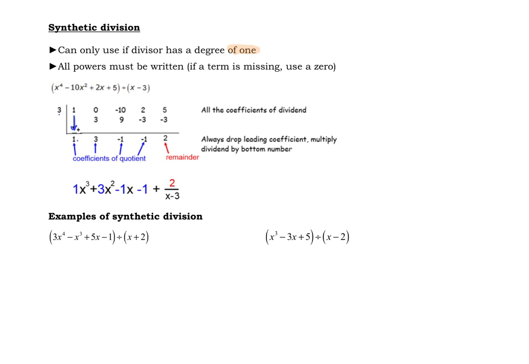So 3 times 1 is 3. 0 plus 3 is 3. 3 times 3 is 9. Negative 10 plus 9 is negative 1. 3 times negative 1 is negative 3. 2 plus negative 3 is negative 1. 3 times negative 1 is negative 3. 5 plus negative 3 is 2.